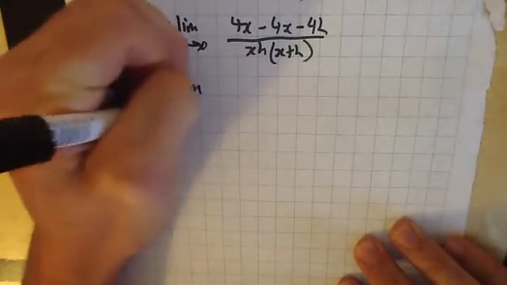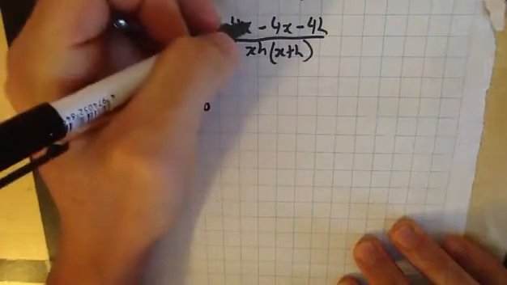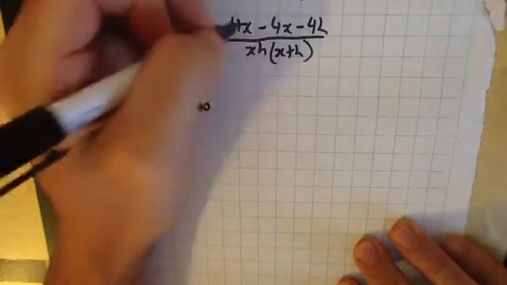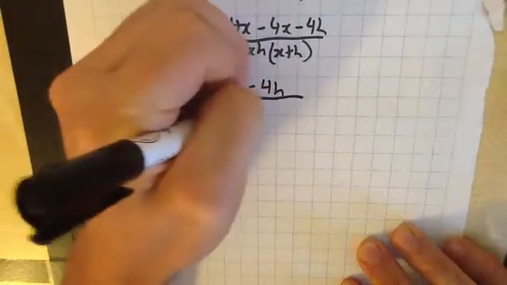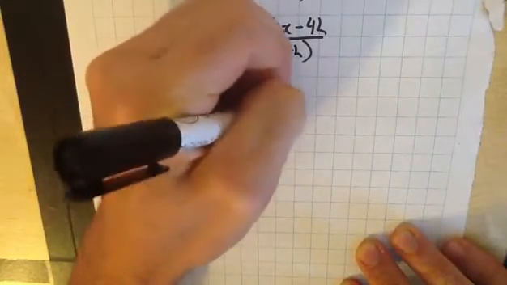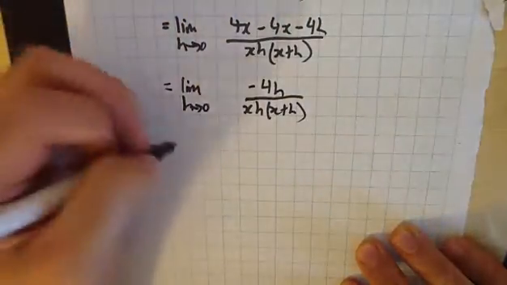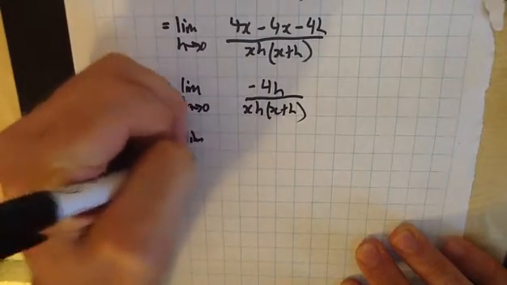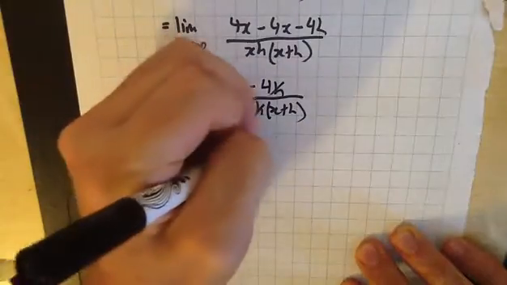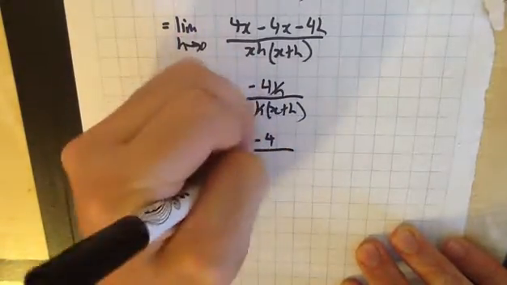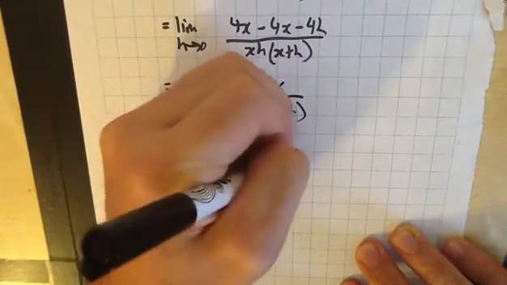Then collect like terms: take 4x, take 4x, that gets rid of the 4x's, so I'm left with negative 4h on top of x times h times x plus h. Then you can see that h is a common factor at the top and bottom, so I can cancel them out, so I'm left with negative 4 over x times x plus h.